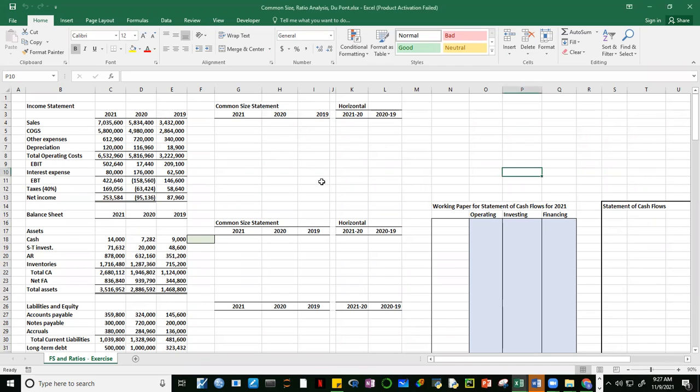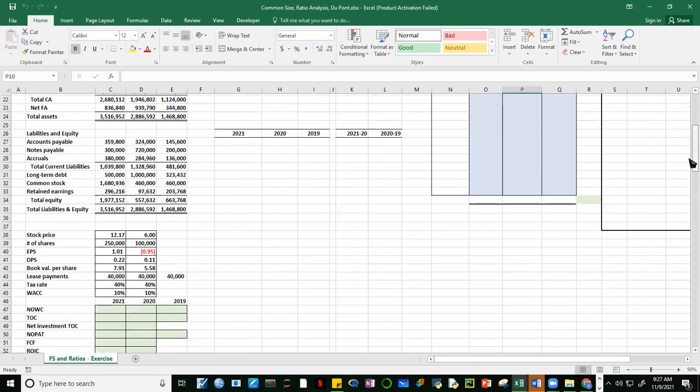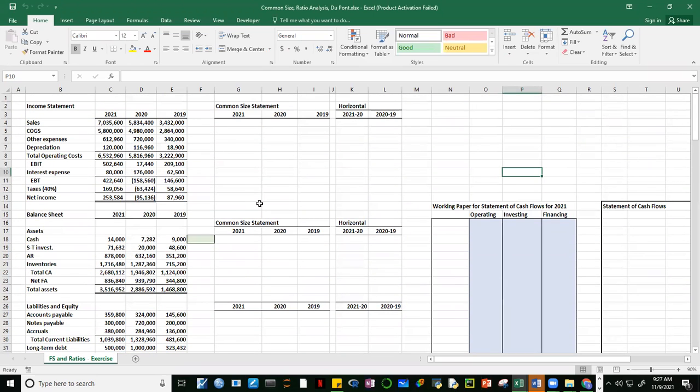Today, we're going to continue our discussion on financial statements and ratio analysis. I have provided the income statement and the balance sheet of this company. I failed to write the name of this company. Let's just call this company XYZ.